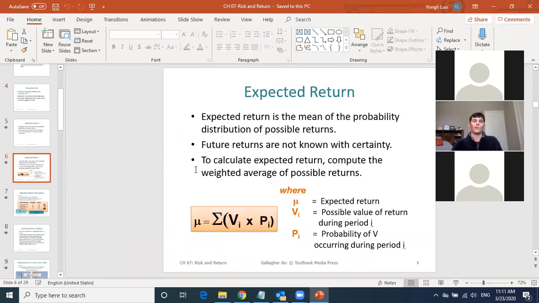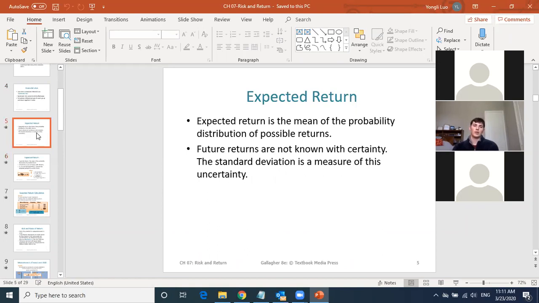Okay, so we talk about the return. So the return is called expected return. So what is expected return? Expected return is the mean of the probability distribution of possible returns.